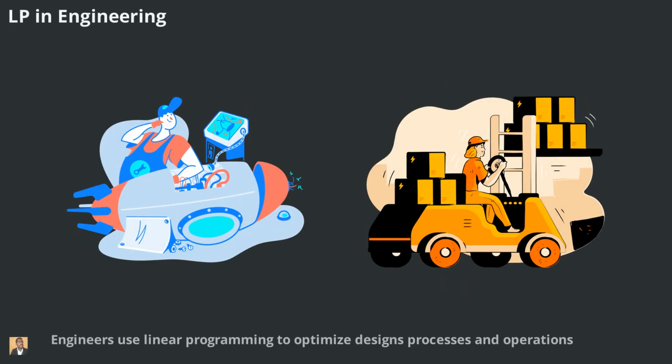Engineers use linear programming to optimize designs, processes, and operations. LP models help minimize costs, maximize efficiency, and meet technical constraints. The simplex method is particularly valuable for large-scale engineering problems, supporting innovation and improved performance.